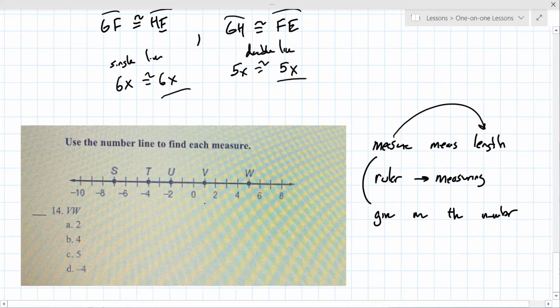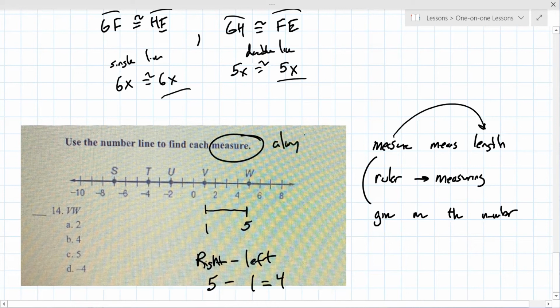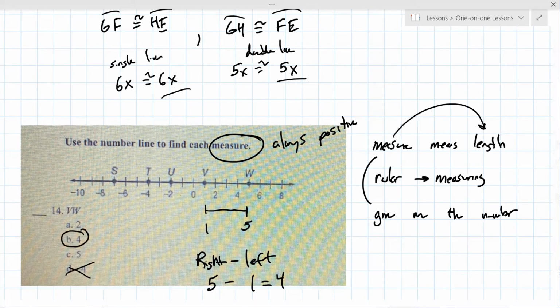So V to W is this distance here, and this is 5 and this is 1, and you can always do a right minus left, which means 5 minus 1, which is 4. The measure is always positive. You don't get -4, but you could. I mean, you could somehow rationalize that as being correct, but the measure itself is always positive. It's kind of like how long is the room? How big is the package? It's all a number.